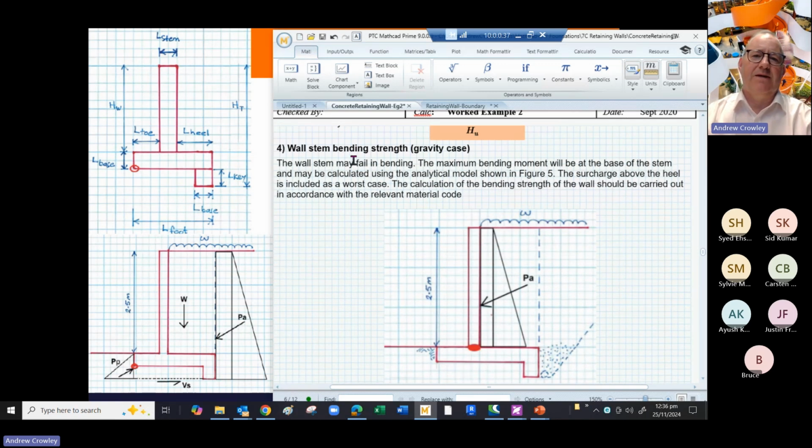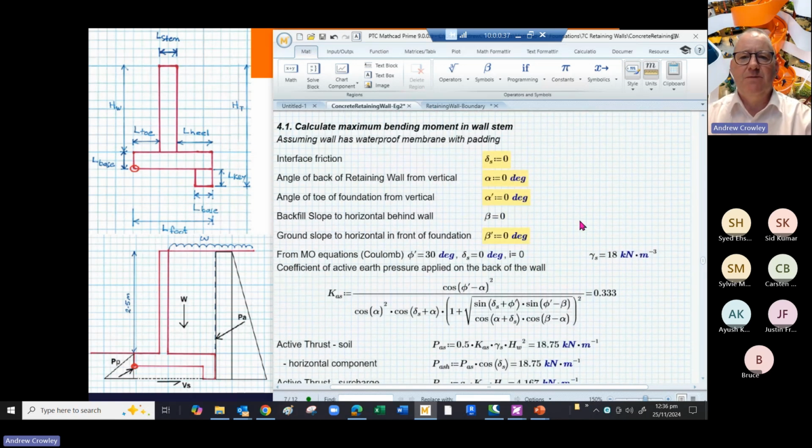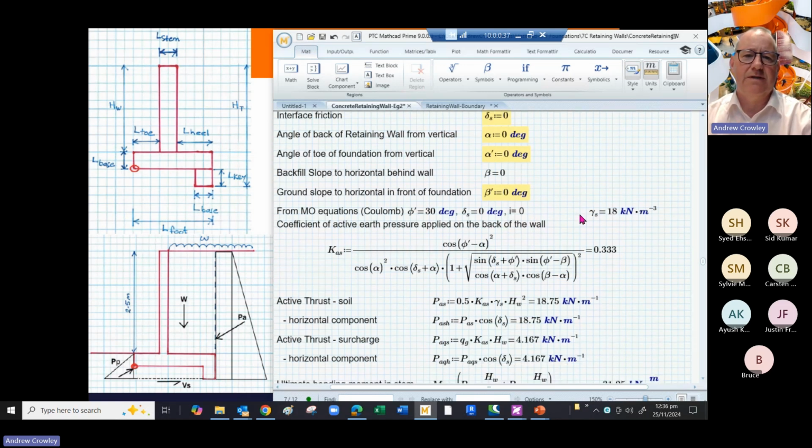So the wall bending strength, this is again in the gravity case. The wall might fail in bending down here, when the moment is at the maximum at the base of the cantilever wall. So you work out what the bending moment is in the stem. Now, for some reason, the example has moved on to a different way of working out what the active pressure is, and it's using the Mononobe-Okabe equations. So the coefficient of active earth pressure applied to the back of the wall is that large formula we've given before.